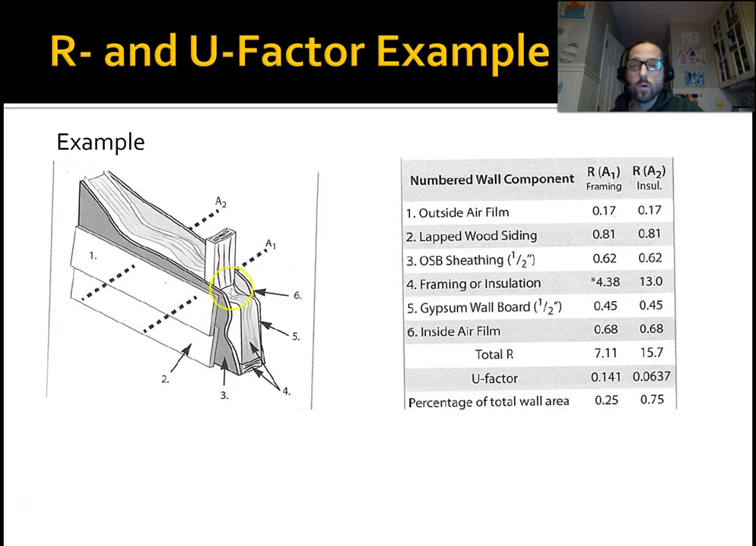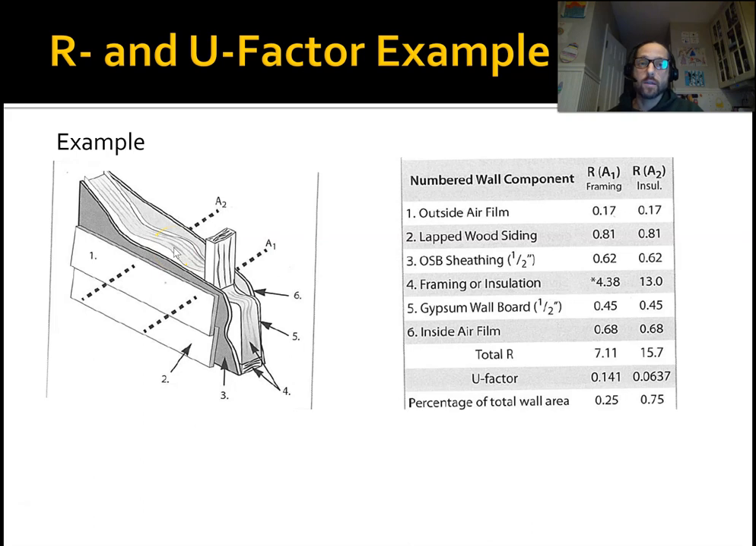But if we have a wall with framing, if you take the cross section of this, that has a certain R value going through that stud, right? And then this has a different R value because instead of the stud in the middle, you have the insulation in the middle. So there's really two assemblies here, two surfaces. We have the framing right here, and we have the insulation.